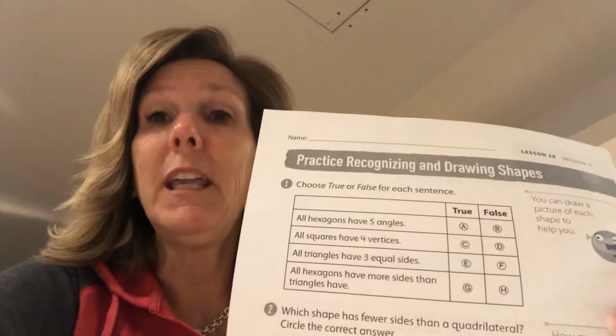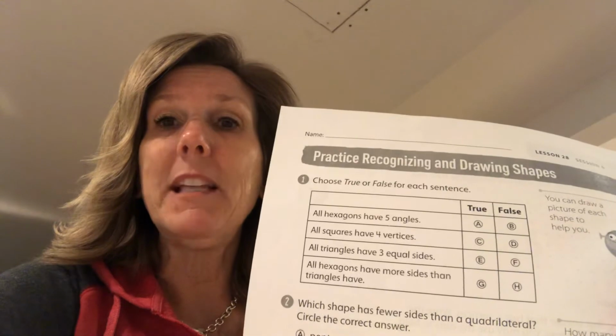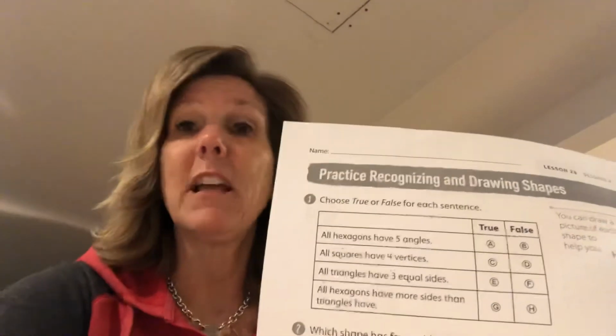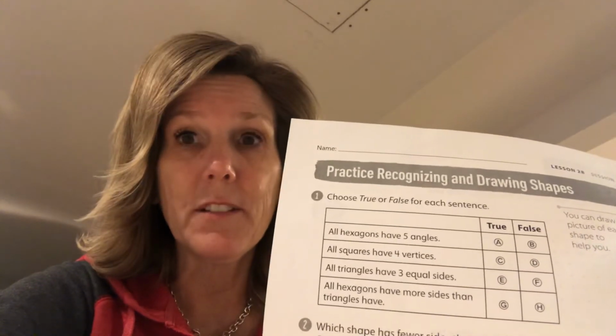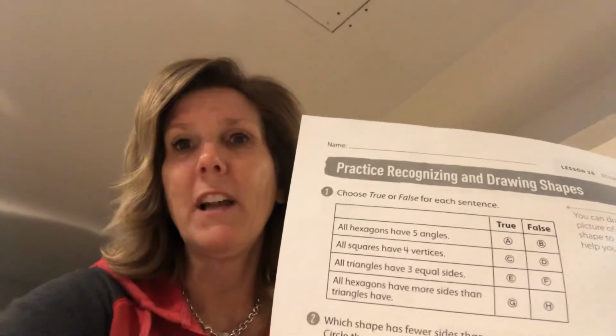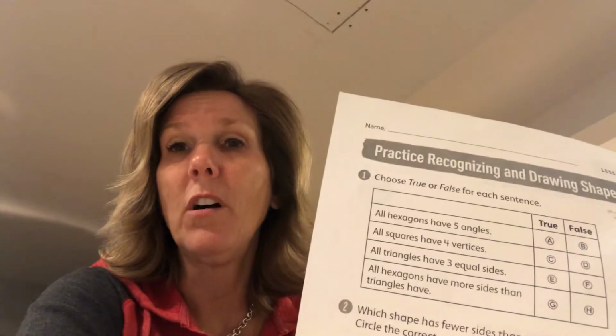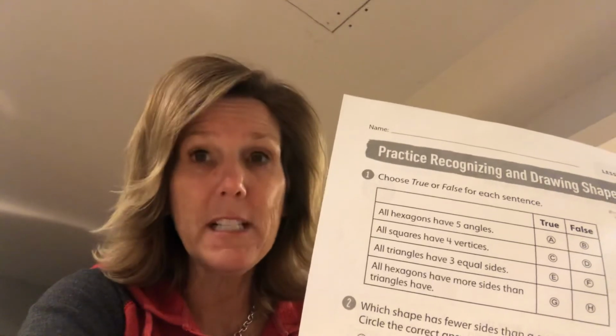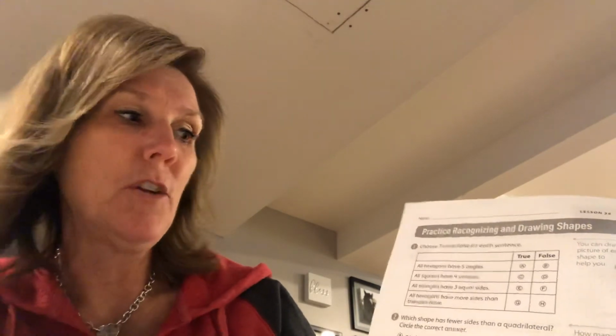All triangles have 3 equal sides. That means every side, every length is exactly the same size in all triangles. So think about the different triangles that you see or that you could draw. Are all sides exactly the same length? All three sides. Think about that. And then it says all hexagons have more sides than triangles have. So true or false? Hexagons have more sides than triangles.